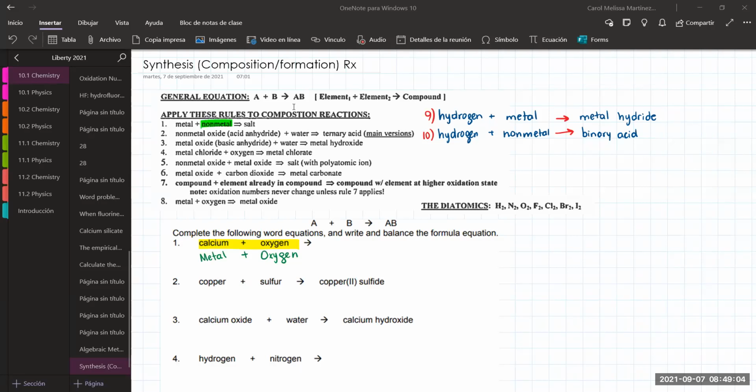Oxygen is a non-metal, that is true. But we have a more accurate rule. We have a rule that better fits this example, a rule that is exactly like this example. What rule is that? Number 8. In number 8, you have metal plus oxygen, and it indicates that the product is a metal oxide. So we have this rule.